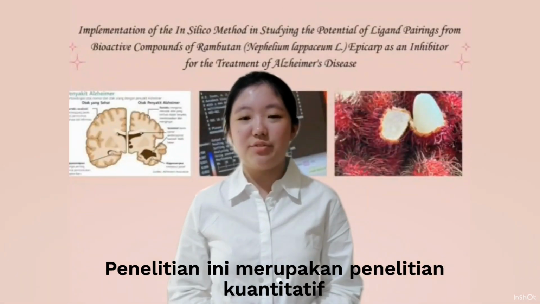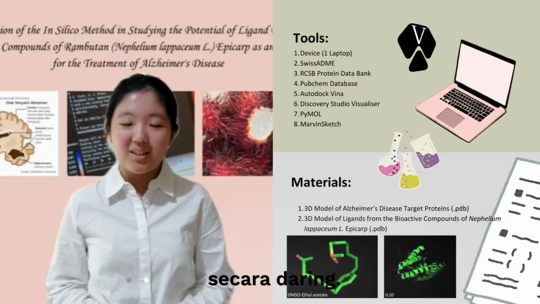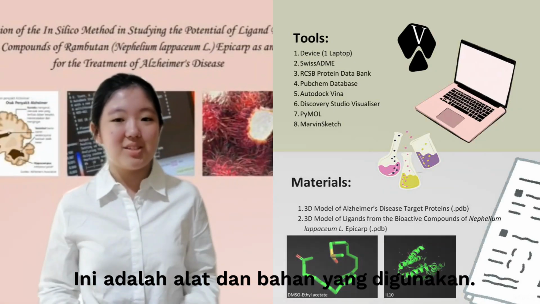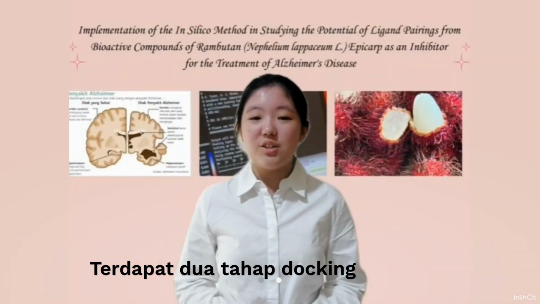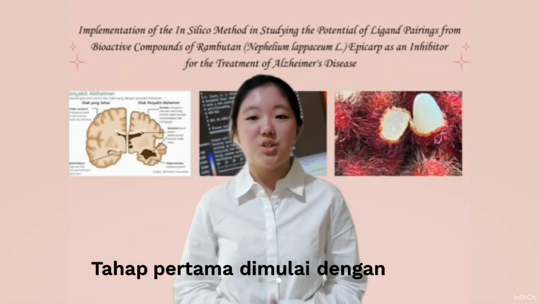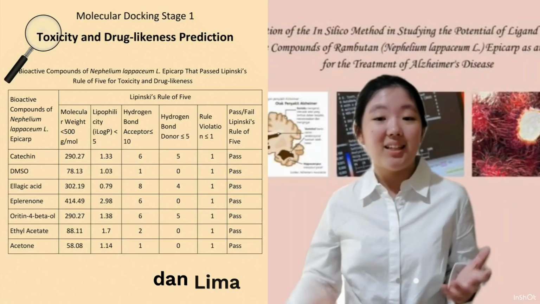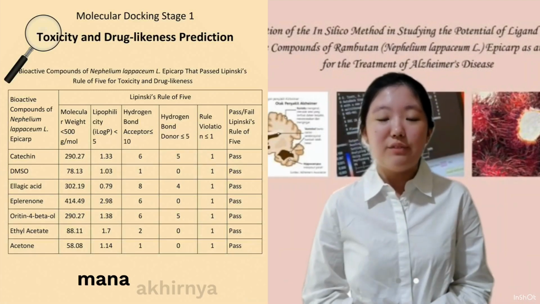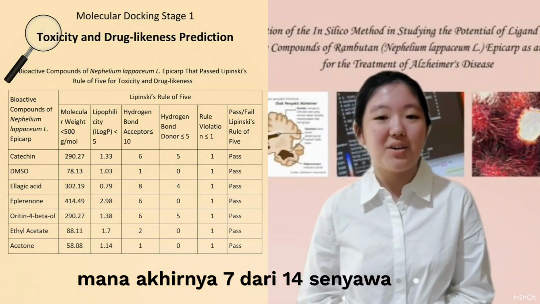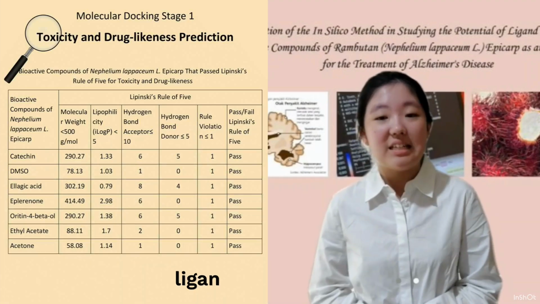This is quantitative research with an in silico experimental method conducted online. These are the tools and materials used. There are two stages of molecular docking before the data collection and analysis. The first stage starts with the toxicity and drug likeness selection by using Swiss ADME and Lipinski's rule of 5, where eventually 7 of the 14 bioactive compounds from Nephelium lappaceum L were selected to be the ligands docked.